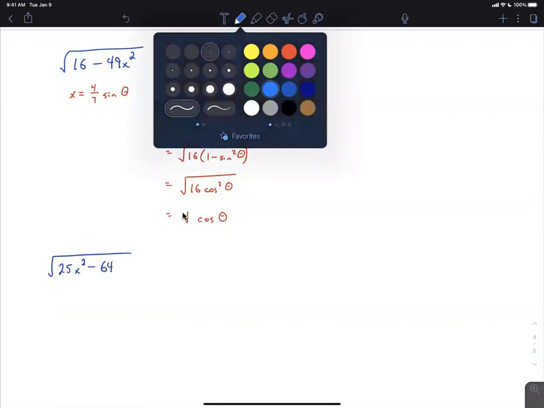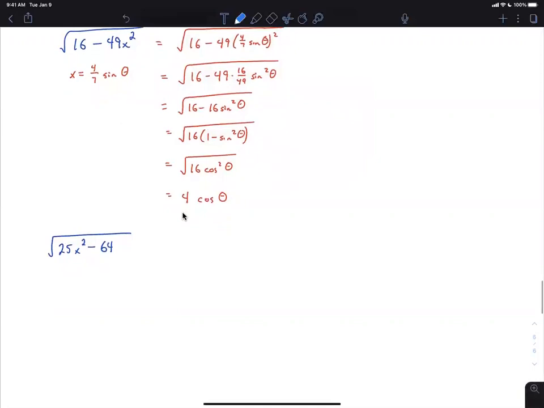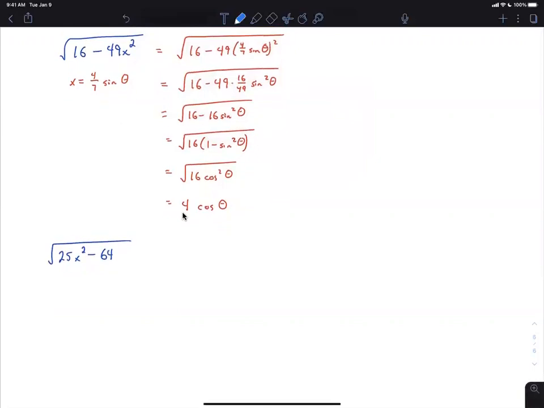Okay, so on this one, again, I'm going to try to change the subtraction into multiplication, and I'm going to use trig to do it. So on this problem, I'm going to pick x to be 8 over 5 secant of theta.